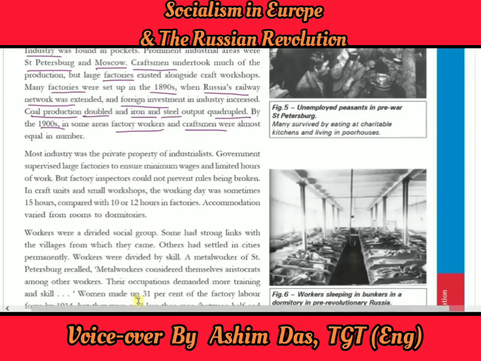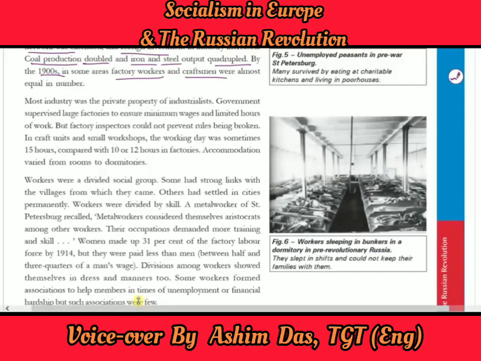So by 1900s, in some parts of the country, factory workers and craftsmen were almost equal in number. Craftsmen were working in small craft workshops, and the factory workers were almost equal in number. Most industry was the private property of the industrialists, and the government supervised large factories to ensure minimum wages and limited hours of work. The factory inspectors, however, could not prevent the rules from being broken. So although there were limited hours and the wages were fixed by the government, the government still could not see whether the rules were being followed or not.